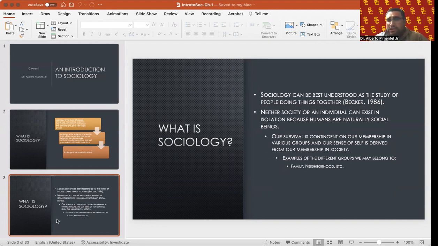What we want to understand is that neither an individual nor society can exist in isolation because as human beings, we're naturally social beings. Our survival is contingent on group membership, on developing a sense of self through our interactions with others. Throughout our everyday lives, we interact with a wide variety of groups, from our neighborhood to our family, to our friends and peers at school and at work. All of these individuals shape our understanding of life and our understanding of sociology and social life.